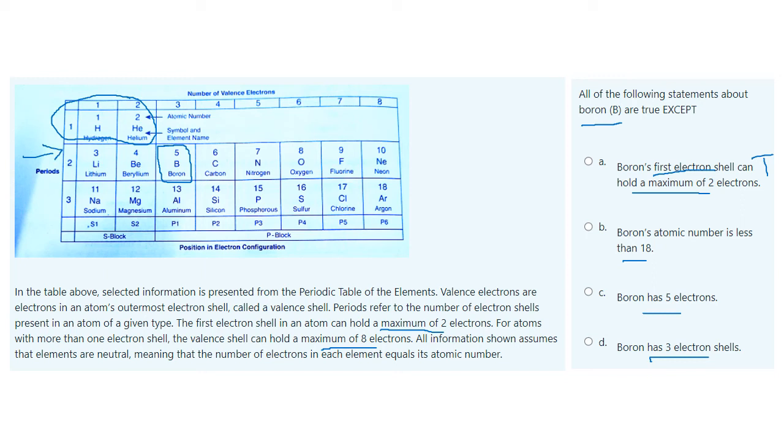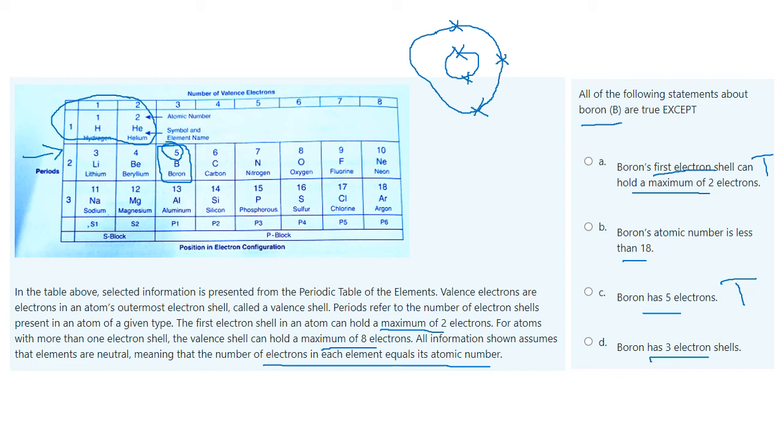For boron, the atomic number is 5, so that means that there will be 5 electrons. Electrons are equal to the atomic number. The protons and the electrons are always the same. So we will have 2 electrons in the first shell, and then we'll have 3 more electrons in the second shell. So boron has 5 electrons. This is true.